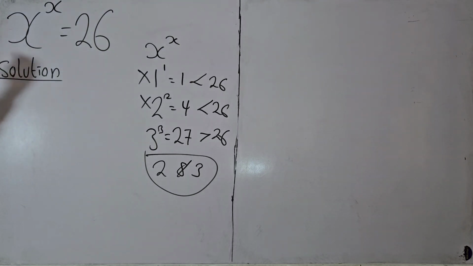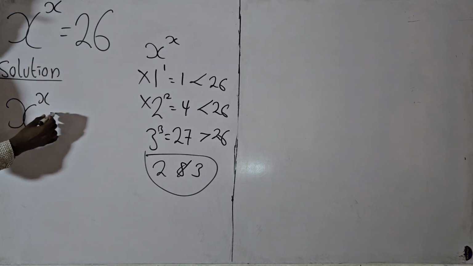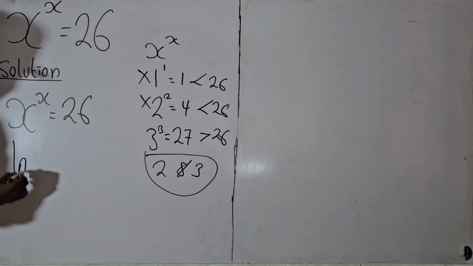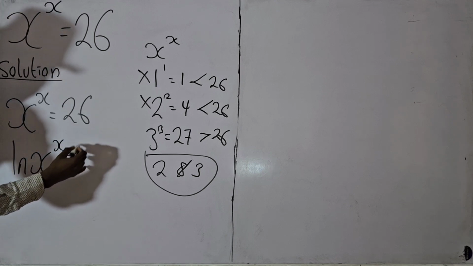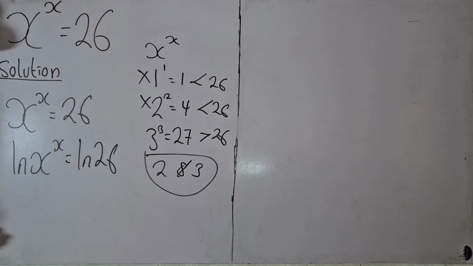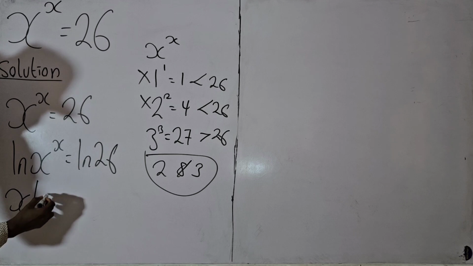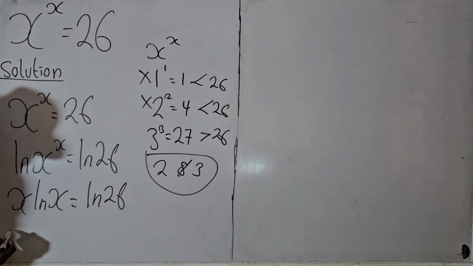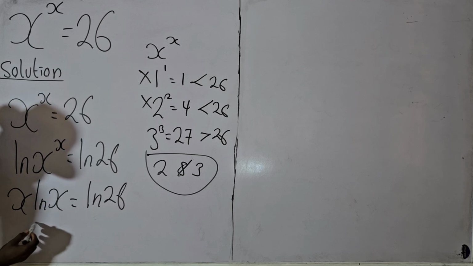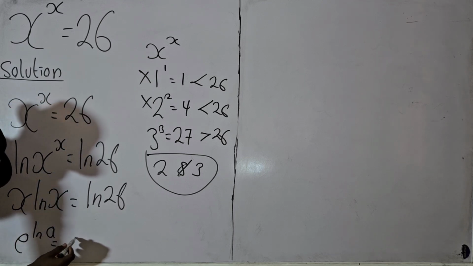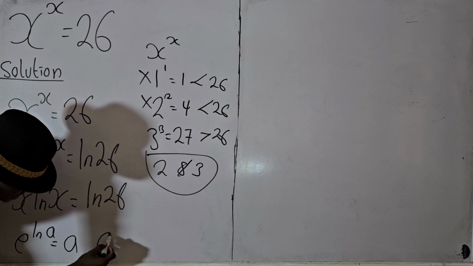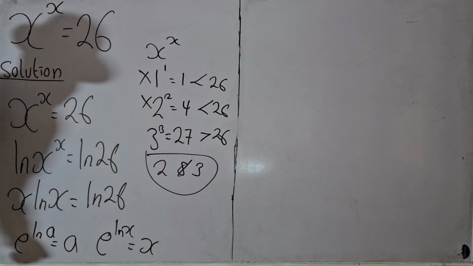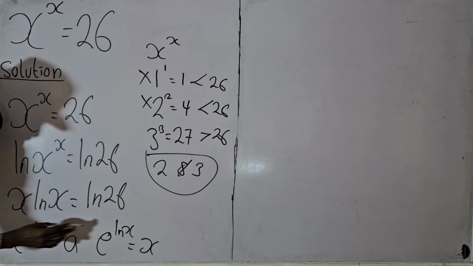First, take the ln of both sides. We have x raised to the power of x equals 26. Taking the ln of both sides, we're going to have ln of x raised to the power of x equals ln 26, right? The next step, x ln x equals ln 26. Recall that if you have e raised to the power of ln a, this equals a. So if you have e raised to the power of ln x, this also equals x. Are you following? So I'm going to replace the value of x as e raised to the power of ln x.